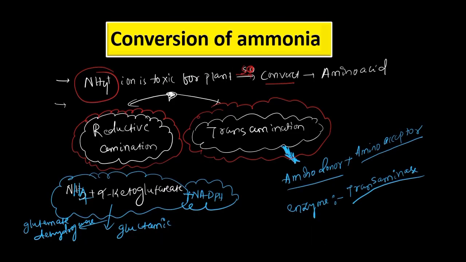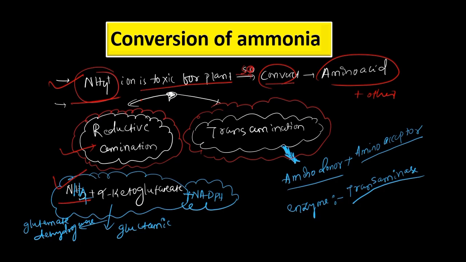Next concept is the conversion of ammonia. Ammonia is toxic for plants, so it is required to convert it into different forms of amino acids or other forms. First I am discussing how this ammonia is converted in the plant. The NH4 ion is toxic for plants, so it is converted into amino acids and other molecules. The first one is called reductive amination. In reductive amination, we see the ammonium ion with alpha-ketoglutarate and NADPH produce glutamic acid.